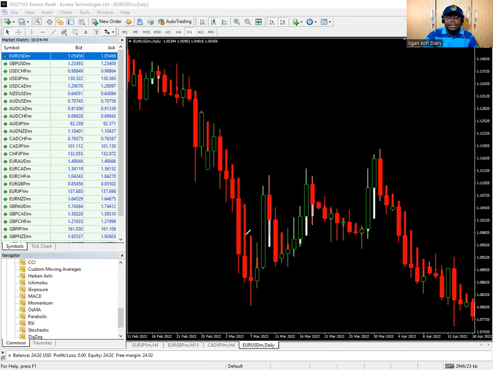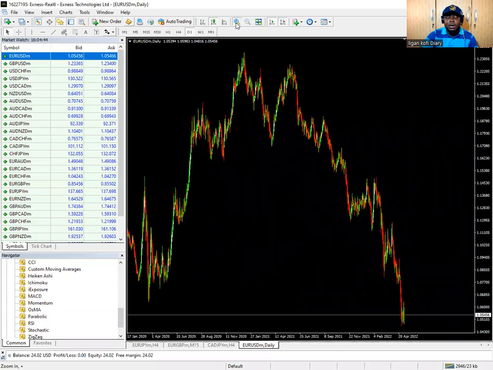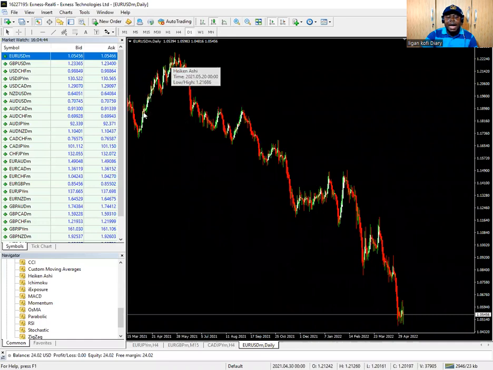So the red lines are for sell, and the white lines at the end are for buy. Is that okay? This is how you can use Heiken Ashi. If I zoom in, you will see it well. The white areas are bullish, the red areas are bearish. If you are a trend trader, by seeing this you know the direction of the market.